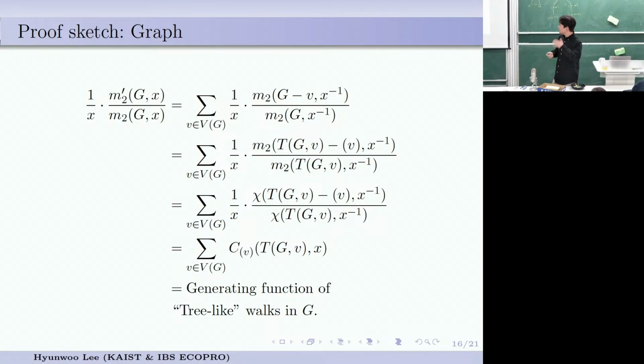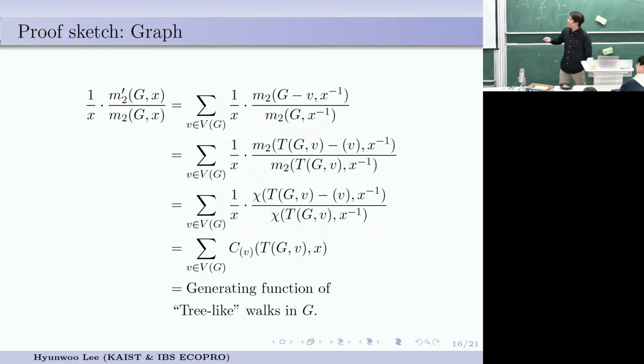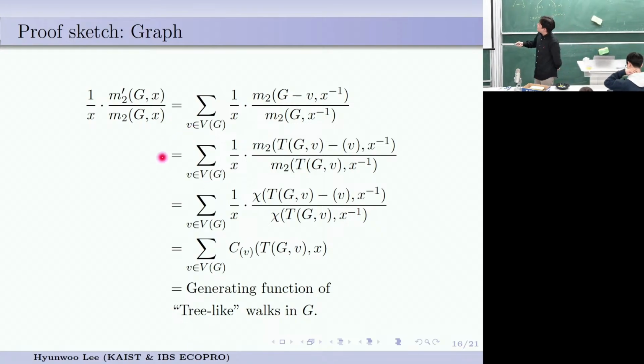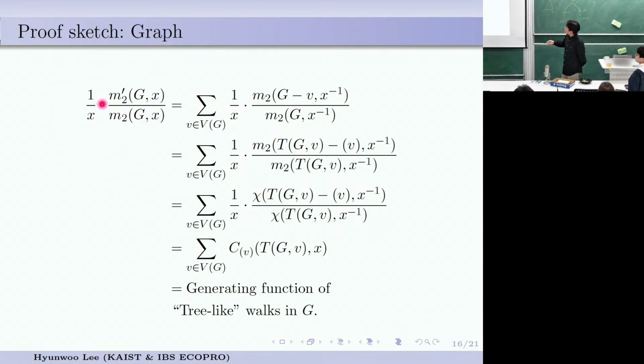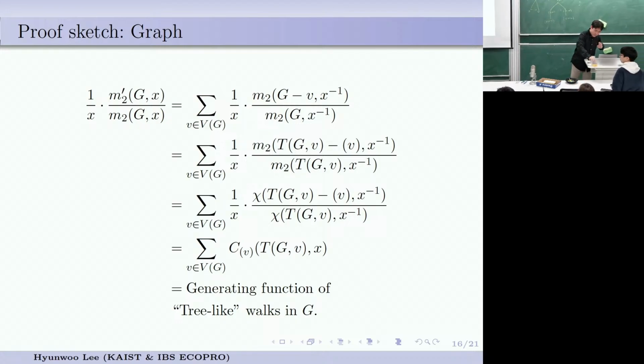Okay. So using this result, we can, in some sense, determine this rational function by counting the tree-like walks. Okay. So it's not completely clear what you mean by tree-like. Can't you draw an example?